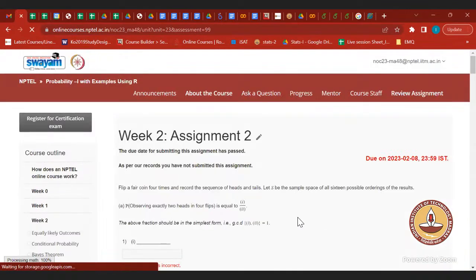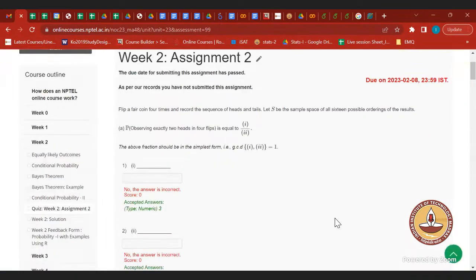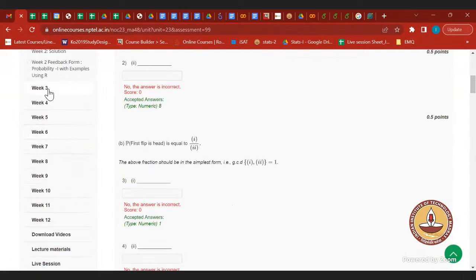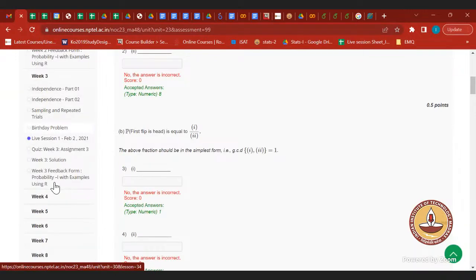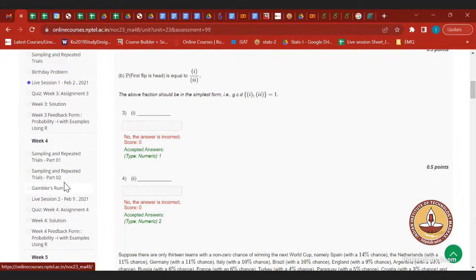So the first step is we have to check for dependency or independency, right? Independence is covered in week 3. So in week 3, you will get to know how to check that.